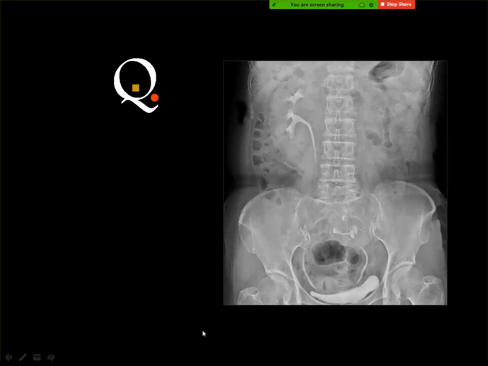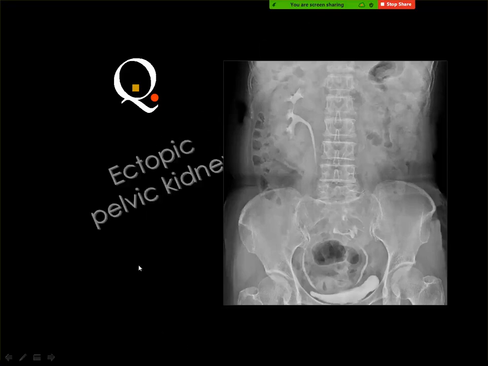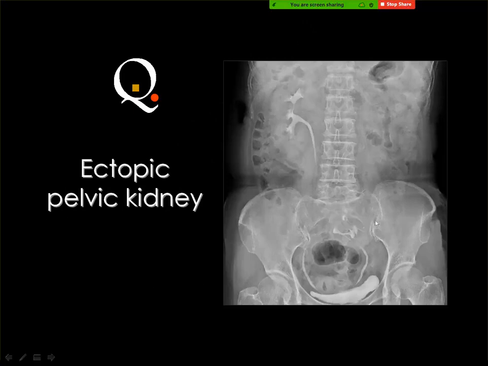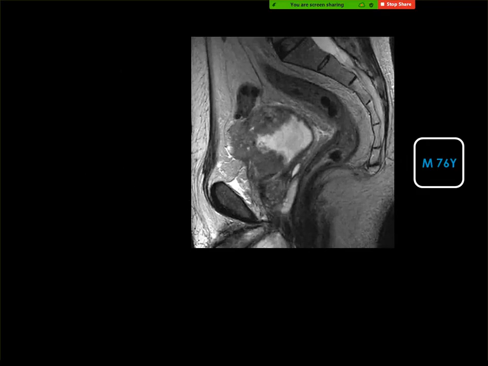Ectopic left kidney. Yes, this is true. This is an ectopic left kidney, and this film is often projected in the exam, and I got strange answers for this. I don't know why. This is a straightforward case of an ectopic pelvic left kidney in front of the sacrum.